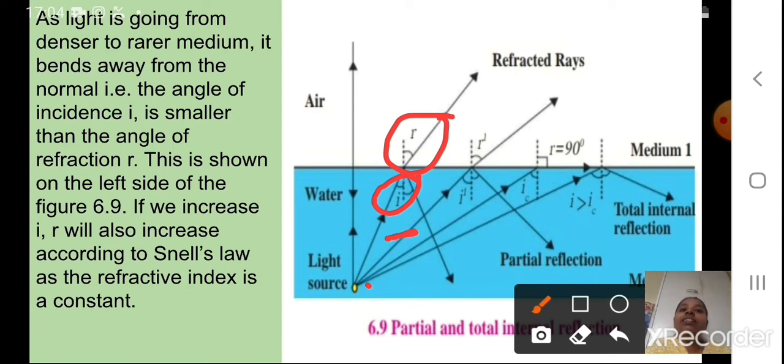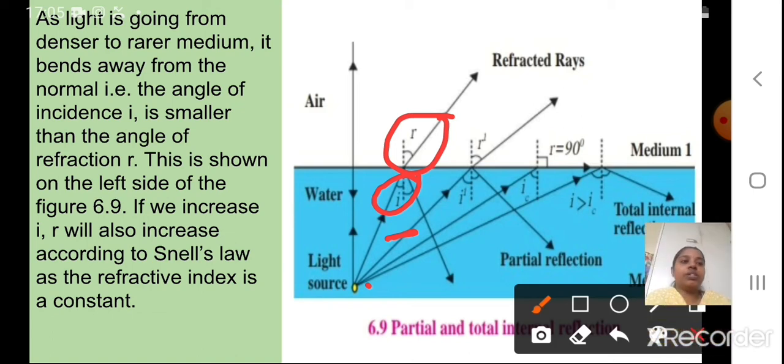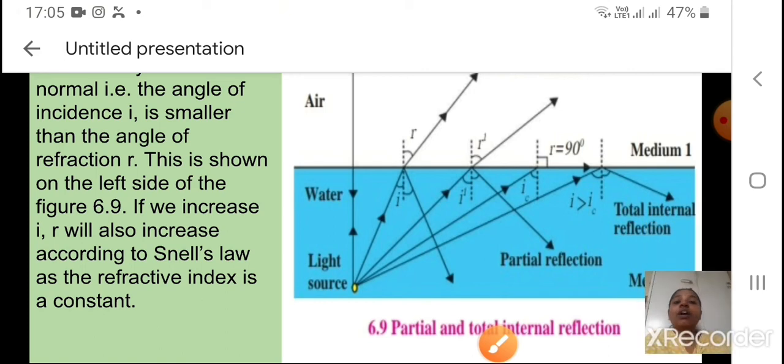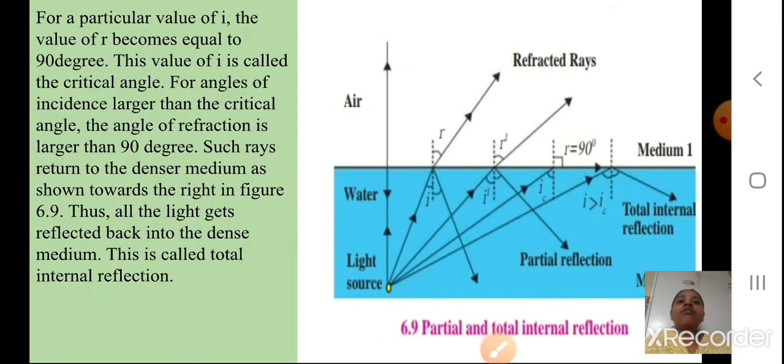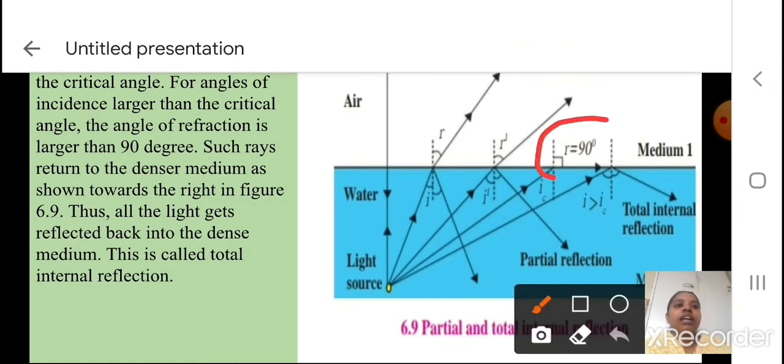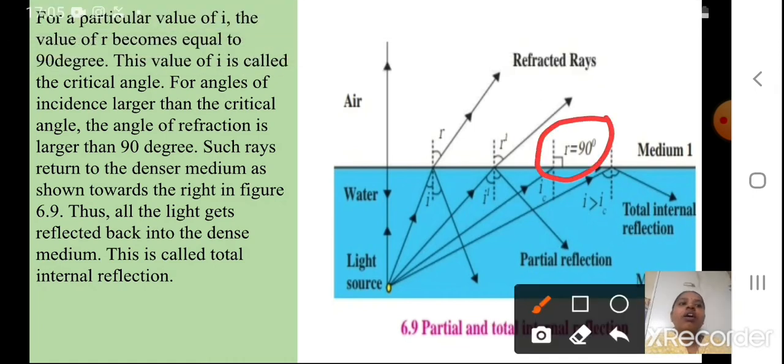Now if we increase the angle of incidence I, our refracted angle will also increase according to Snell's law, as the refractive index is a constant. Students, I hope you understood this part. Now we'll move to the next. For a particular value of I, the value of r becomes equal to 90 degrees. Can you see here r is equal to 90 degrees is written? For some angle I, this value r will become 90 degrees.